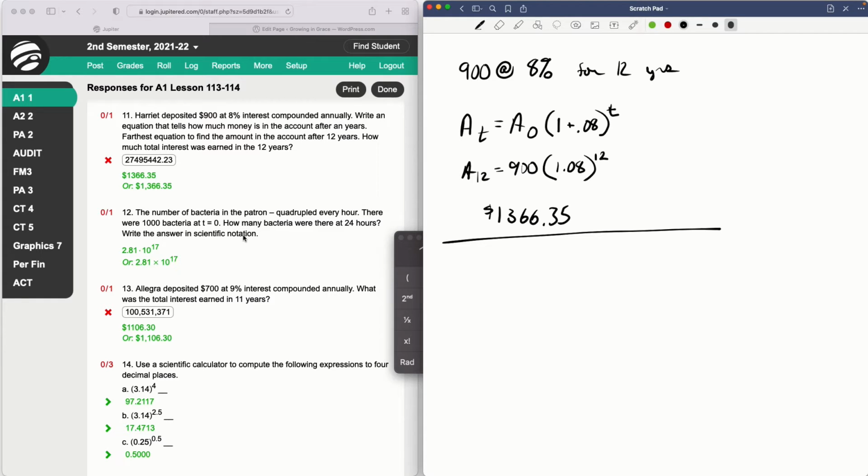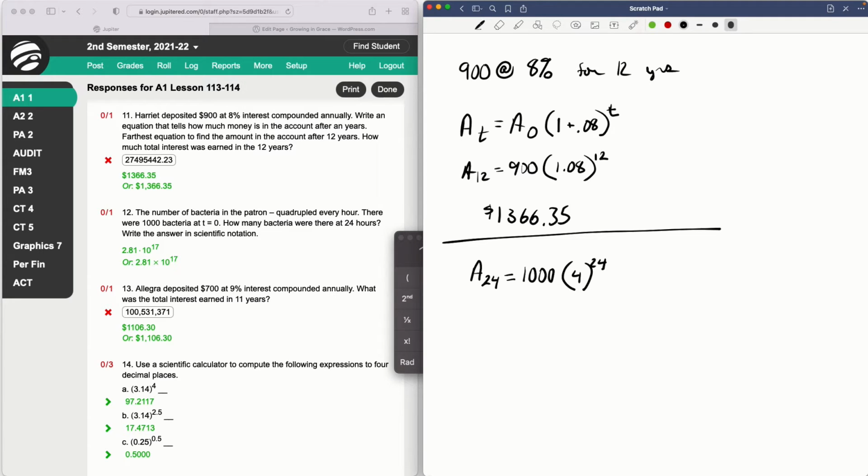So how many bacteria were there in 24 hours if we started with 1,000 at the very beginning, the original amount? That's the 0 right here. So the amount in 24 hours was equal to the original 1,000 that we started with, times the rate of 4 per hour in 24 hours.